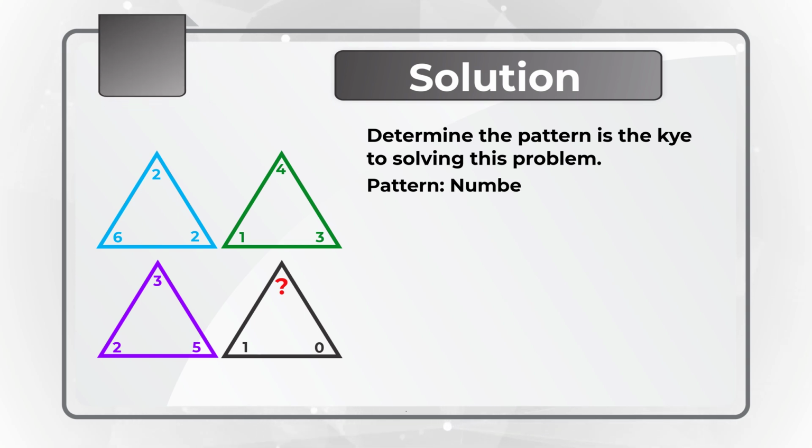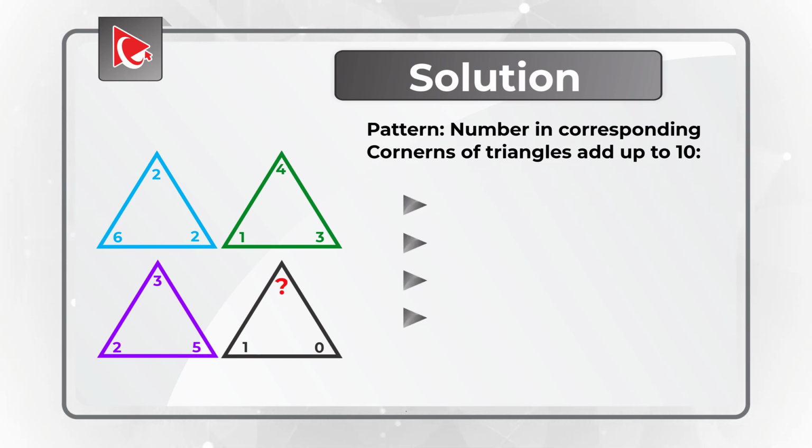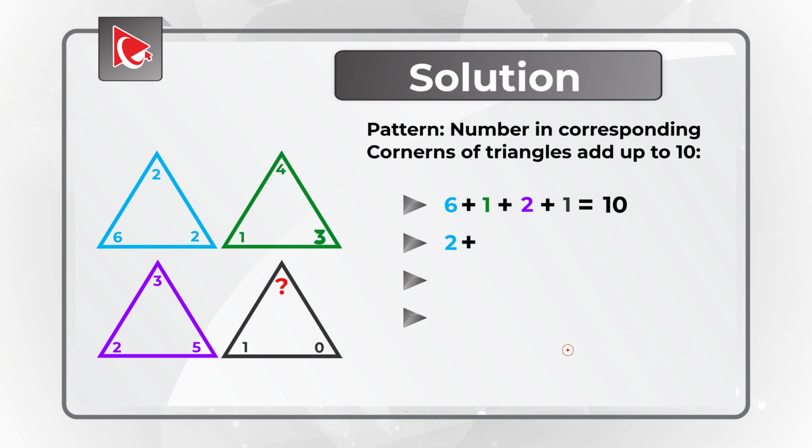And then the pattern here is that the numbers in the corresponding corners of the triangles all add up to 10. Let's do the math and start with the bottom left corner. 6 plus 1 plus 2 plus 1 equals 10. Let's go to the bottom right corner of the triangle. 2 plus 3 plus 5 plus 0 is also 10.